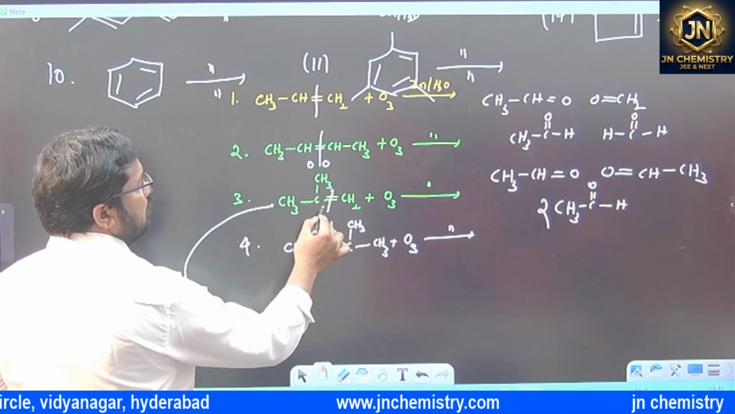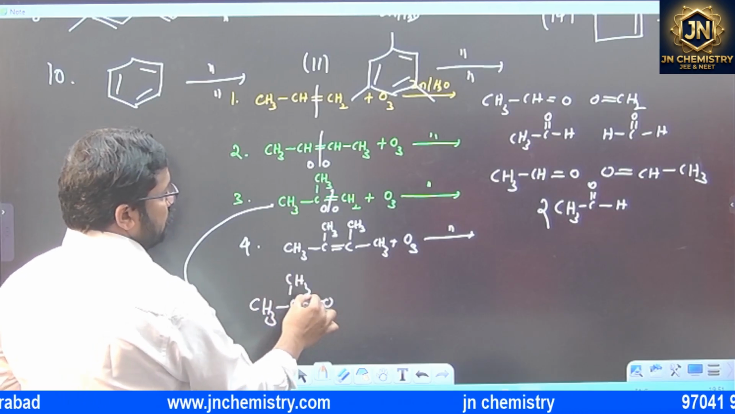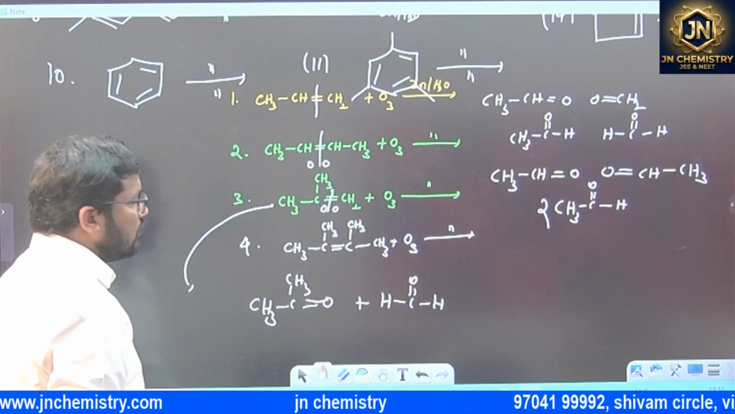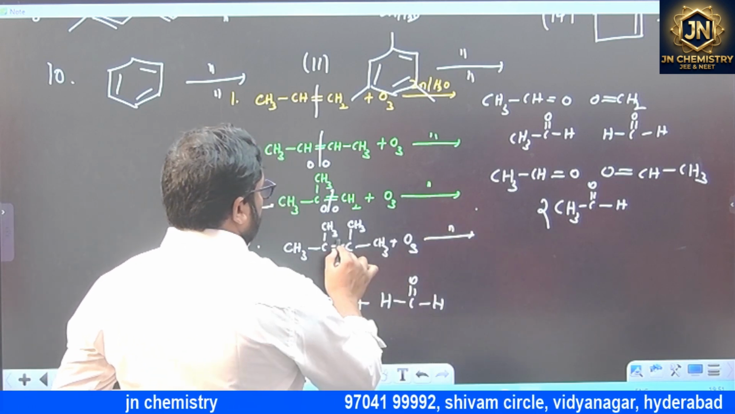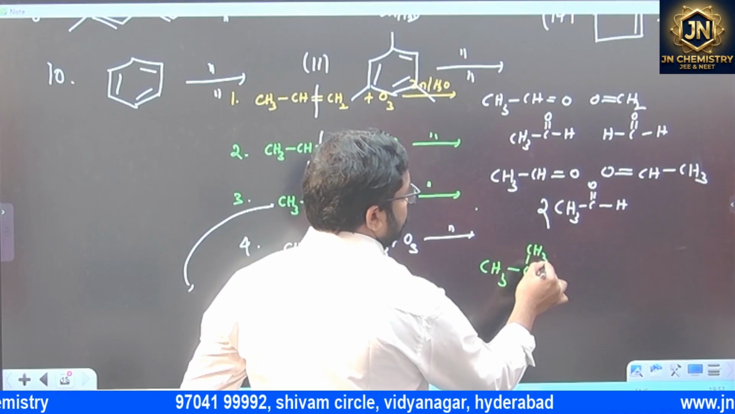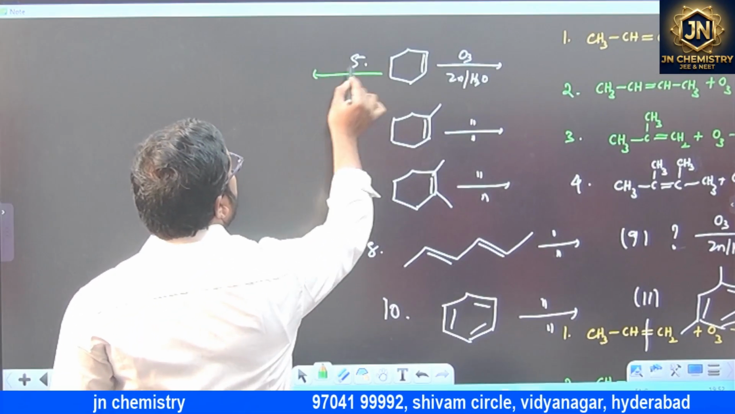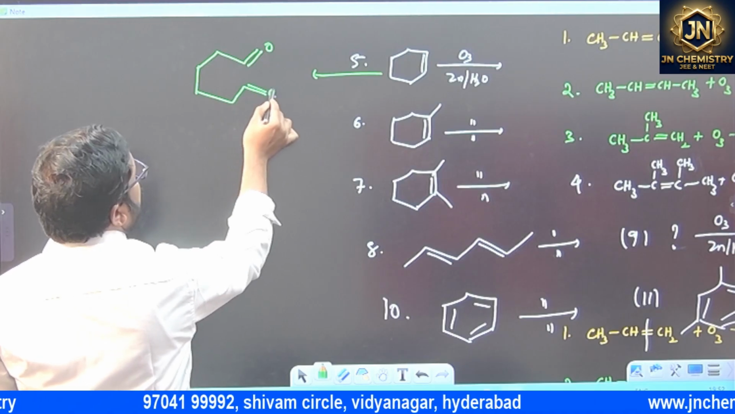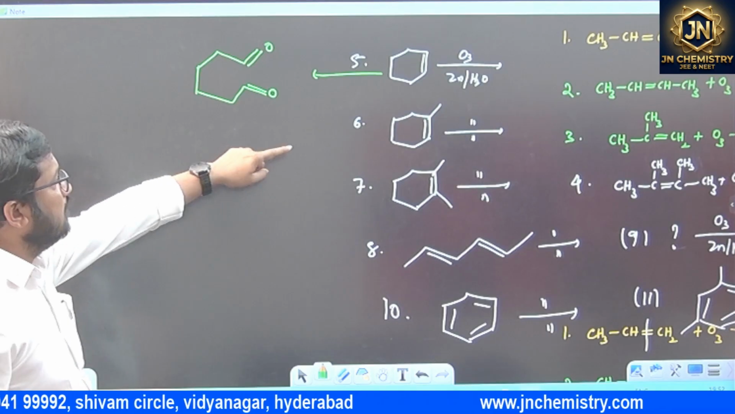So CH3, ketone, acetone plus formaldehyde. Acetone plus formaldehyde, third one. Fourth one, 2 moles of acetone. CH3, 2 moles of acetone. Any doubts? You can ask me. Zero. So directly double bond O, double bond O. Okay. So this bond does not break, here also the same.